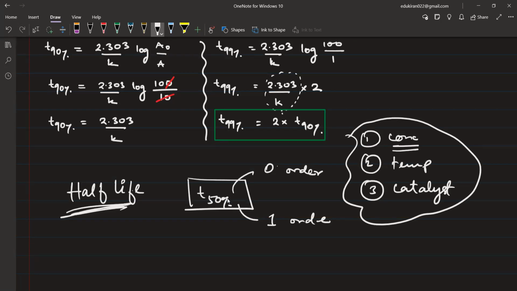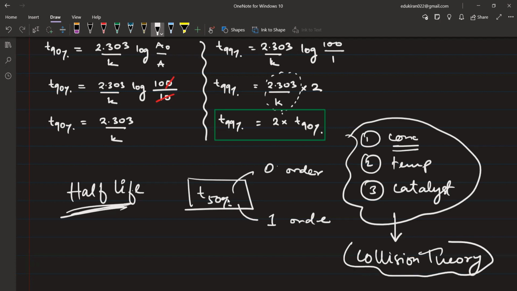And in order to understand all of these things, we have to understand, first of all, the collision theory. Okay. So most probably we will be done with the 50% and some numericals, and we will touch the collision theory in the next lecture.